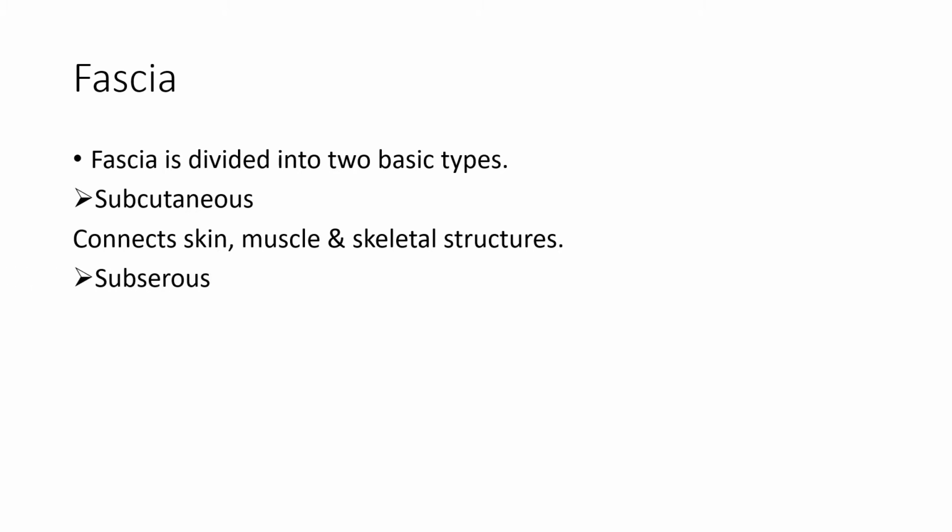So you also have subserous. This lines the body's cavity. All your organs are wrapped in fascia, and it penetrates. It's not just a covering on the outside of the organ. It covers the outside of the organ, but it also penetrates right through the organ itself. There is no part that doesn't have fascia in it.